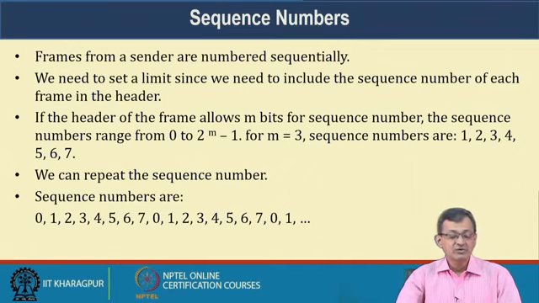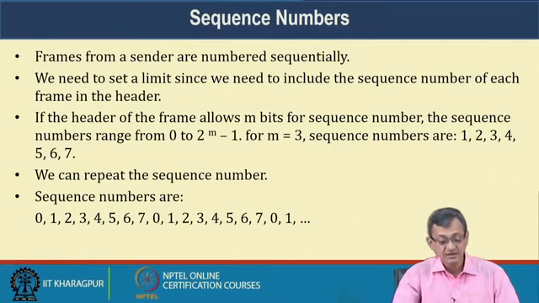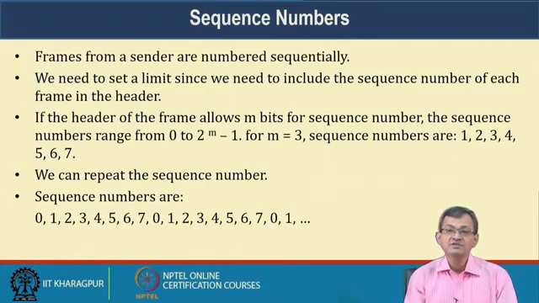So, in this case what we require is a sequence number. Frames from the sender are numbered sequentially. We need to set a limit, since we need to include the sequence number of each frame in the header. If the header allows m bits for the sequence number, the sequence number range is 0 to 2 to the power m minus 1. For m equal to 3, the sequence numbers are 0, 1, 2, 3, 4, 5, 6, 7.